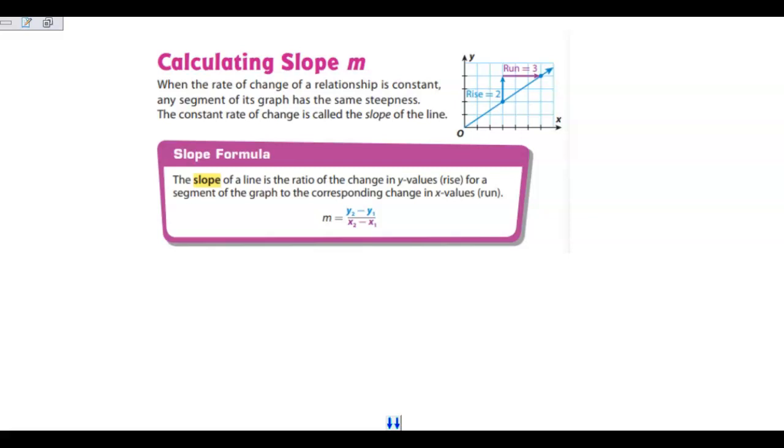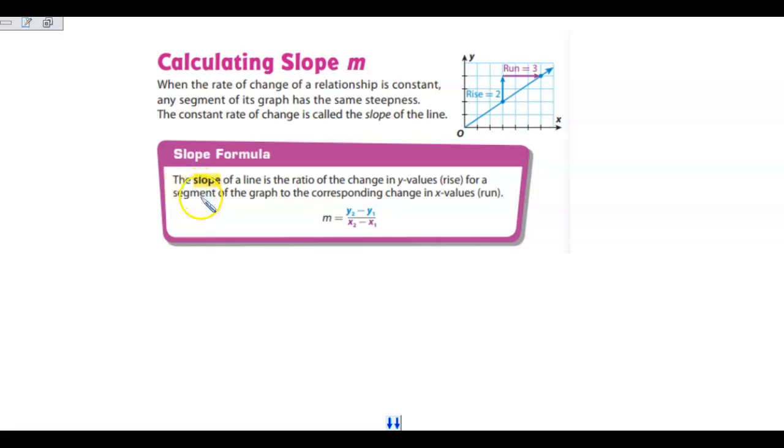So when a rate of change of a relationship is constant, any segment of its graph has the same steepness. The constant rate of change is called the slope of the line. So what we were doing before when we were finding the rate of change, taking the difference of our y's over the difference in our x's, is the same as finding the slope.